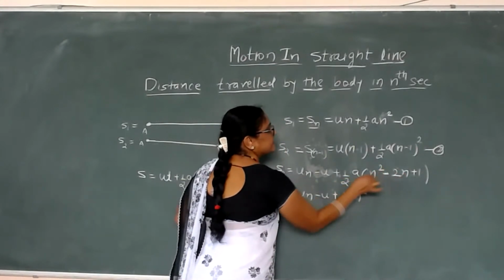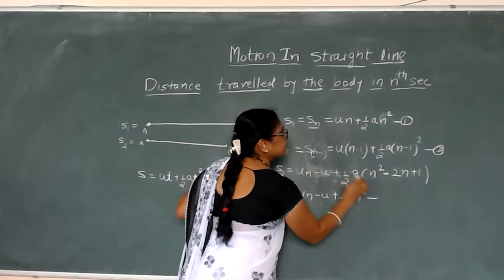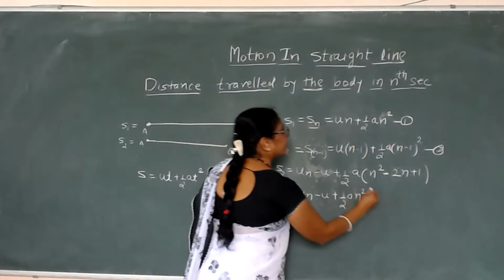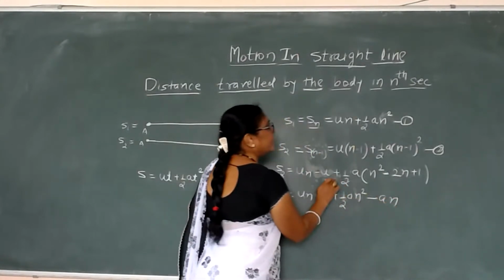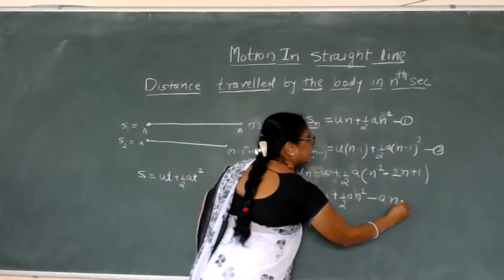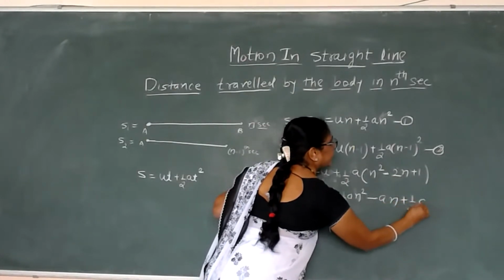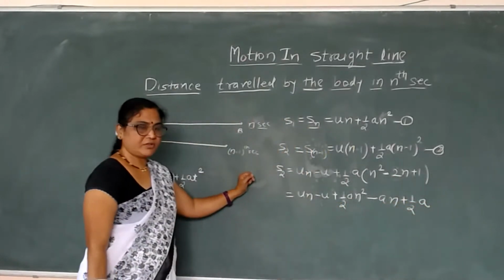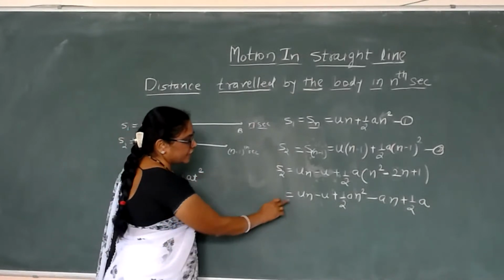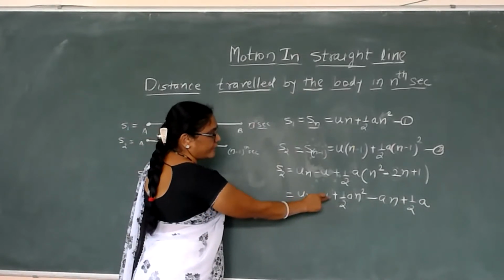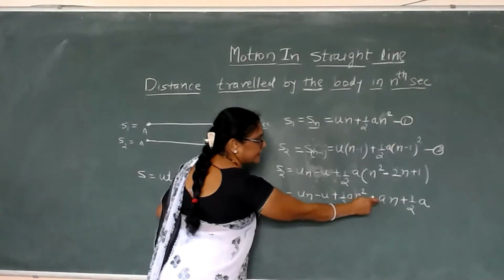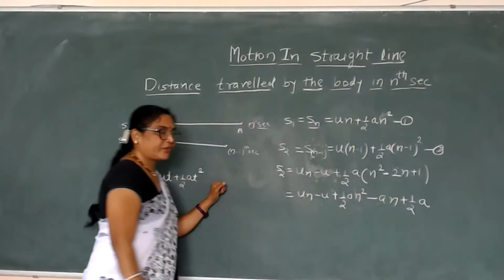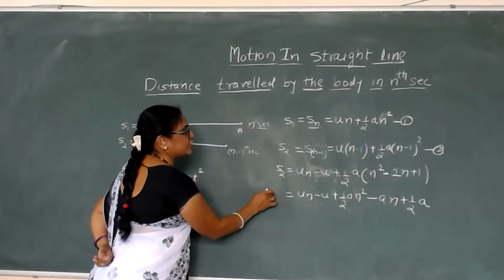These two get cancelled, plus minus minus a n, plus half a into 1, plus half a. So see this equation: S2 is equal to un minus u plus half a n square minus a n plus half a.